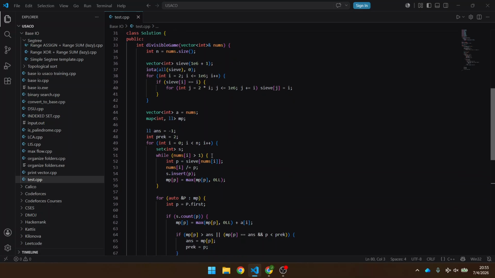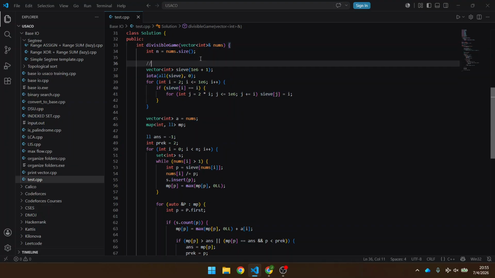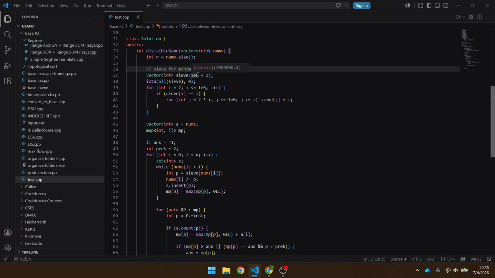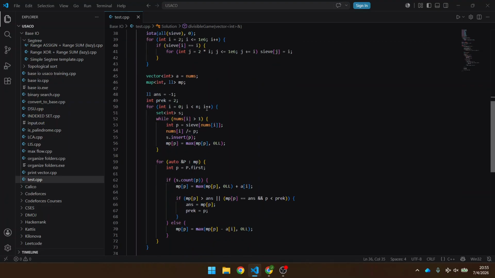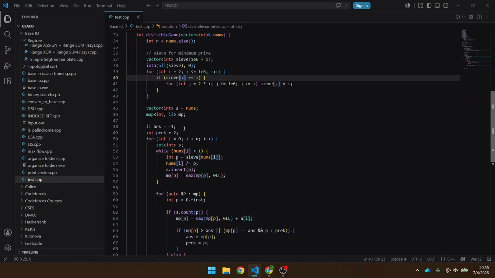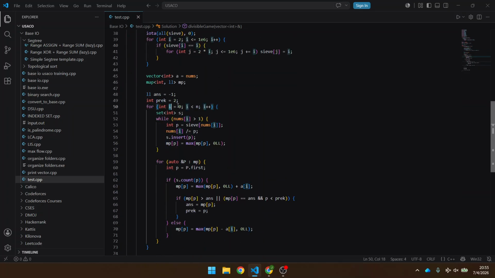Well, I don't really get all the primes, but first I make a sieve. So this is a sieve for minimum prime. For example, minimum prime for 9 would be 3. So this sieve calculates that. And then for every index, first we have an answer and we have a pre-k where the k we use, right? For every index, we try to use it. We have a set of the current primes.